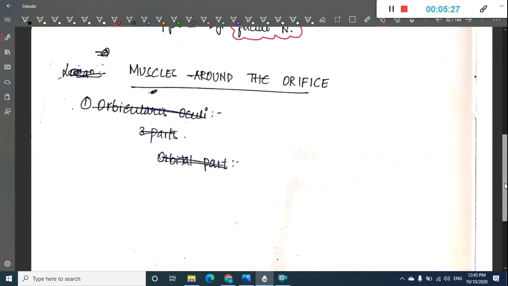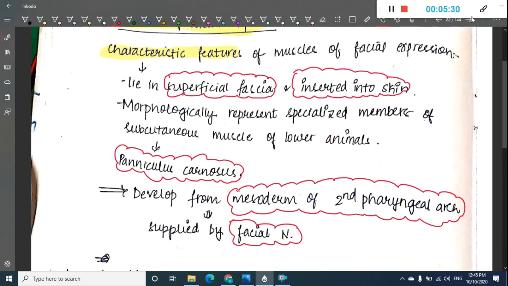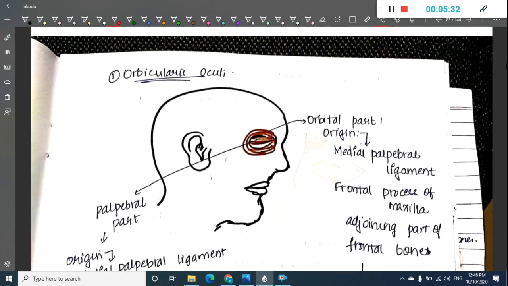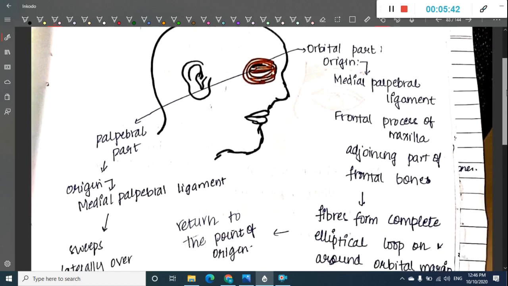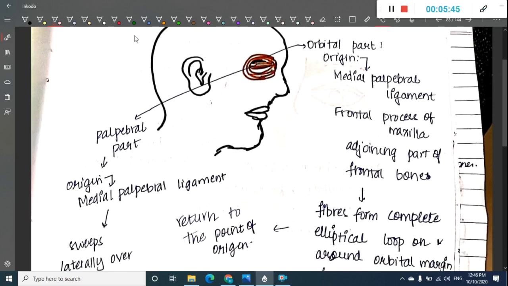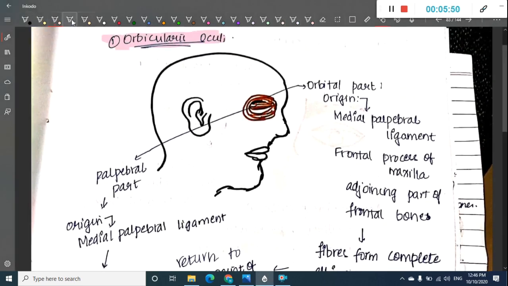So first we will see what are the muscles which are present around the orifice. First, the muscle around the eye is called orbicularis oculi. Okay, this is present around the eye. So this orbicularis oculi has mainly two parts. Okay, one is the orbital part, and second we have the palpebral part. This is the orbital part, surrounding the eye. The palpebral part is present on the eyelid.